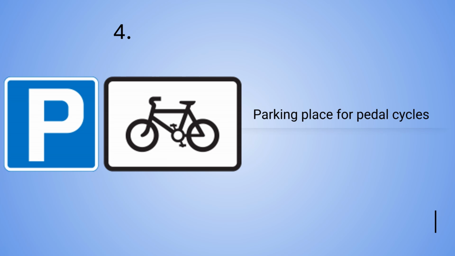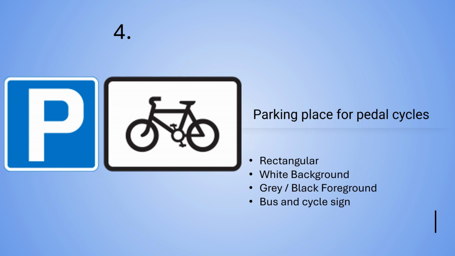Let's have a look at sign number 4. This sign means parking place for pedal cycles. The sign is rectangular in shape on a white background with a gray or black foreground, and it's a bus and cycle sign. If you pay attention, it will probably help you to understand and remember better that it also has a P, which is P for parking. So it's a parking sign which indicates parking for cycles, because in the other rectangle you have the symbol for a bicycle.